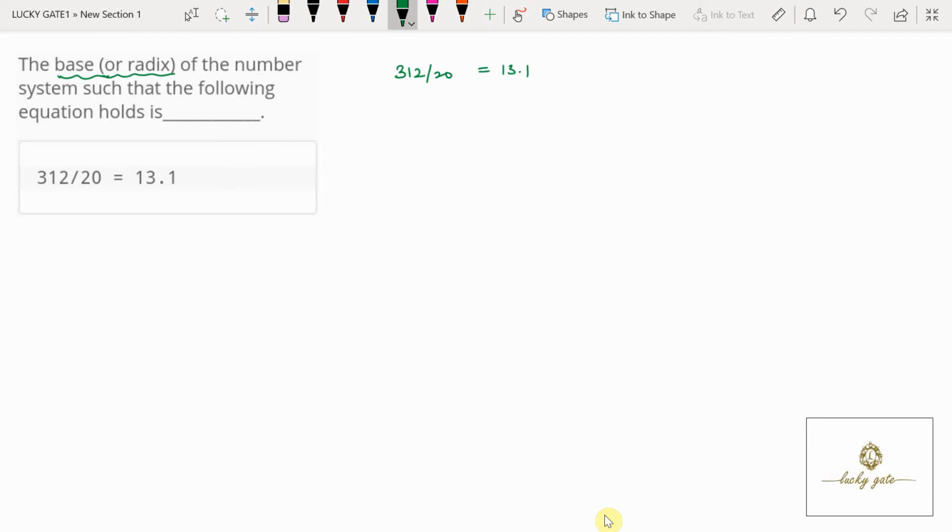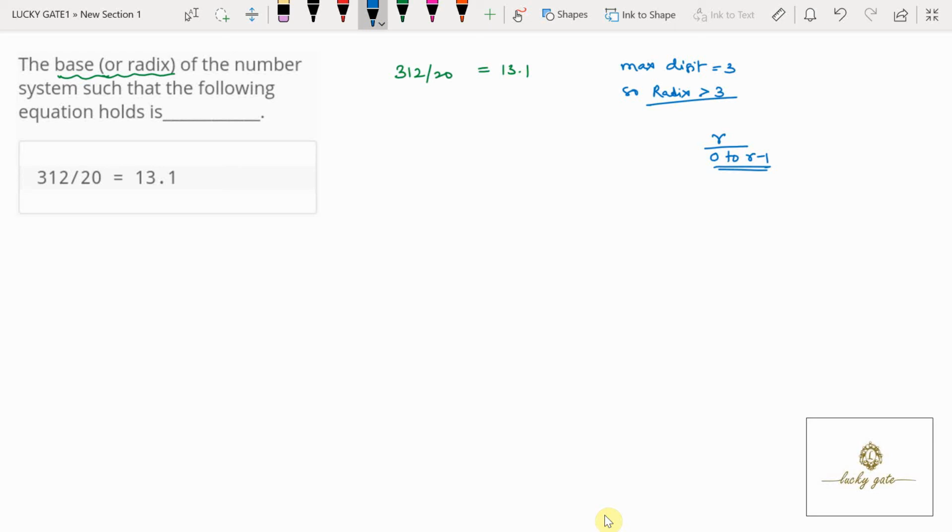Now observe here, what is the maximum digit in both of them? The maximum digit in both of them is 3. If 3 is the maximum digit, then we can say the radix of this number system should definitely be greater than 3. As you know, if radix is 3, the possible digits are 0, 1 and 2. If radix is r, the digits that the radix r system should have are 0 to r minus 1. This is the logic. Because the maximum digit is 3, the radix should be greater than 3.